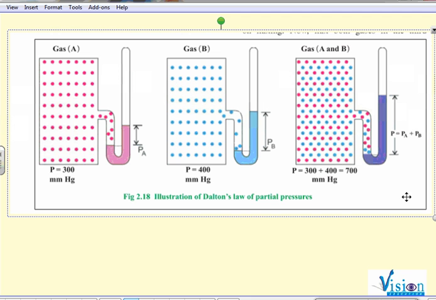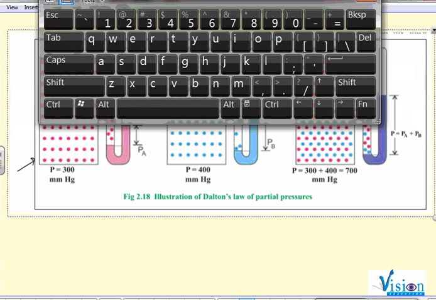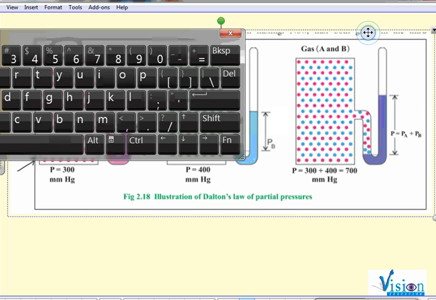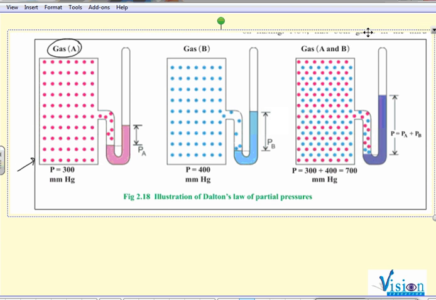In the first container, we are going to fill one gas, let us call it gas A. And in the second container, we are going to fill gas B. And in the third container, we are going to fill gas A and B, keeping their quantity the same as it was filled earlier, independently.